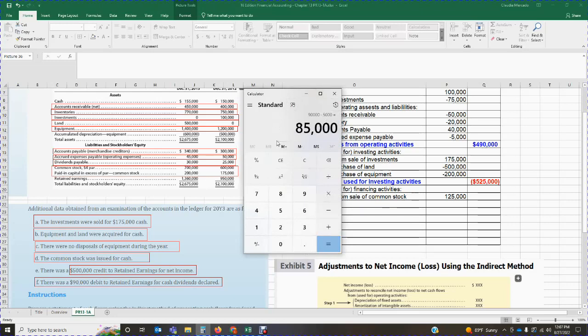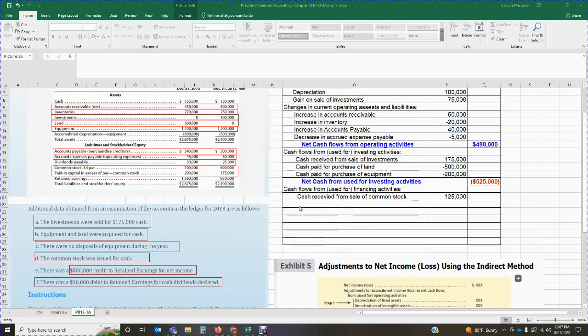So I only actually paid out in cash $85,000. We look at the 90,000 and then at the dividends payable account because it increased. That tells me we didn't pay out the full $90,000 in cash. We put $5,000 into dividends payable, and I only paid out $85,000 in cash.